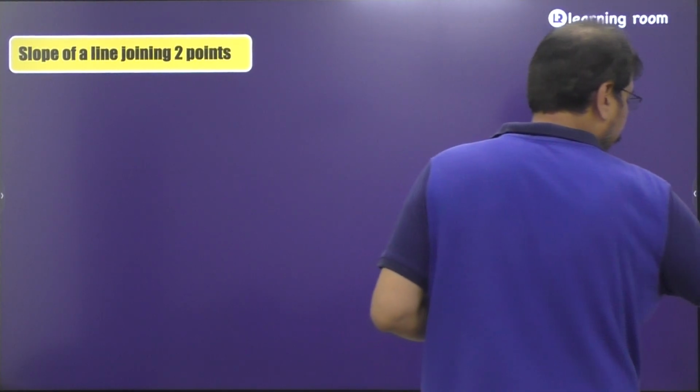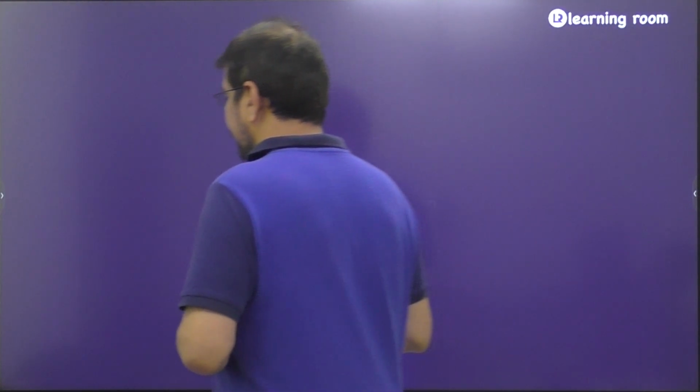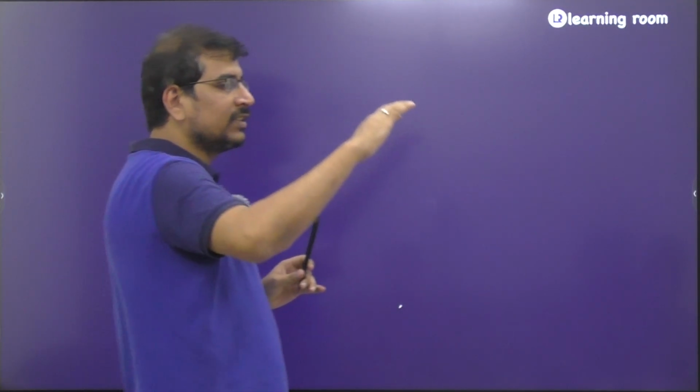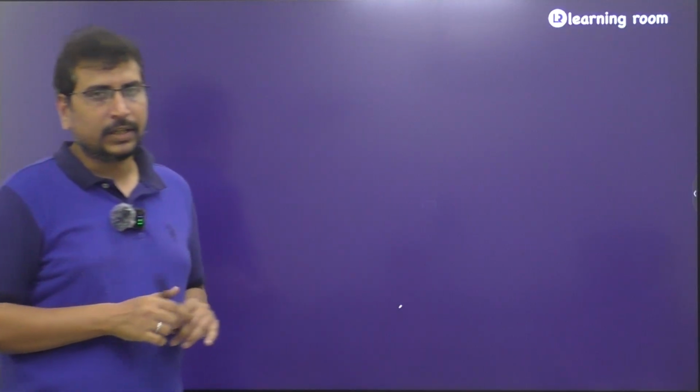So that's what I've given, slope of line joining 2 points. I've already given it to you. So since now you know, if a straight line is given and 2 points on that straight line are given, you know how to find the slope of that line, right?